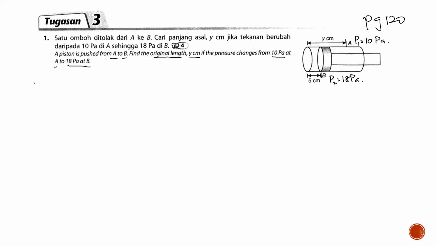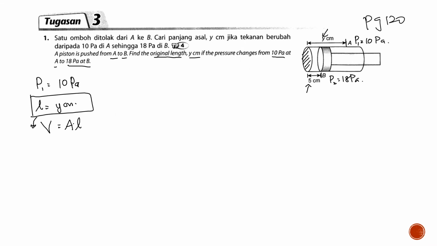So what can we do? Now P1 is 10 Pascal, original. So what is Y and what is 5 cm? It seems like it is length, Y cm. And actually this can be represented by volume. Volume equals to A times L. Agree? Area times length. Since the area doesn't change, area 1 and area 2 don't change.